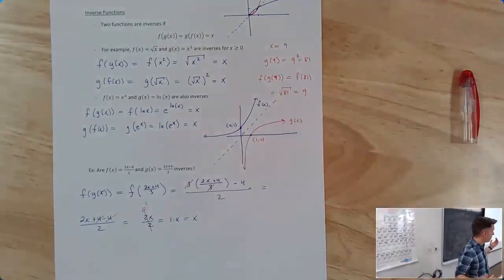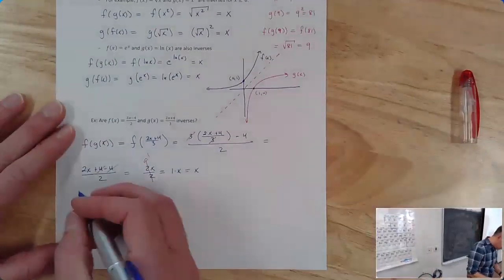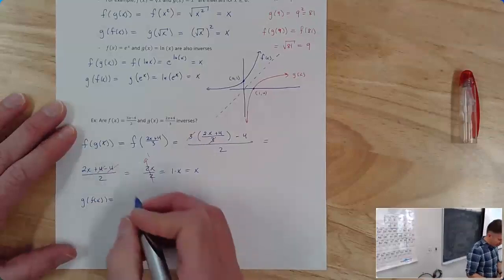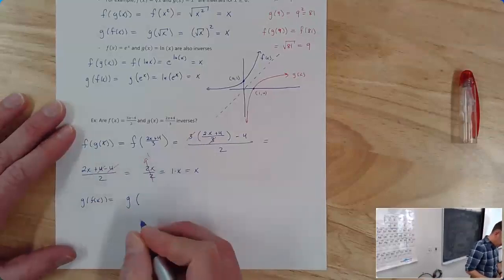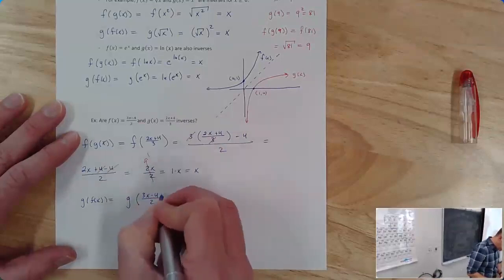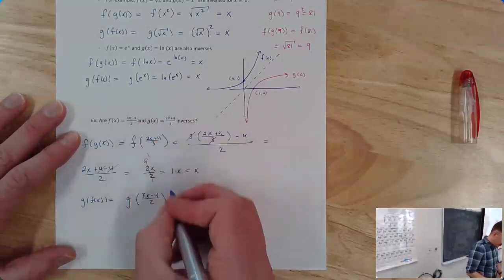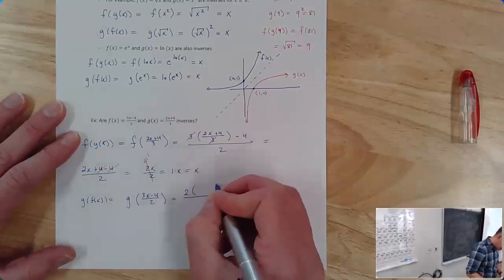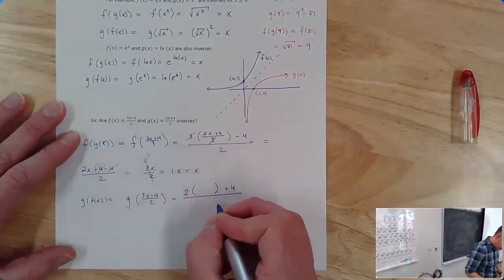Great, like we thought it should be. Versus the other way, g of f of x, same kind of idea. You're going to get g of (3x minus 4) over 2. And then g of x is (2x plus 4) over 3. So g of some stuff is 2 times that stuff plus 4, over 3.